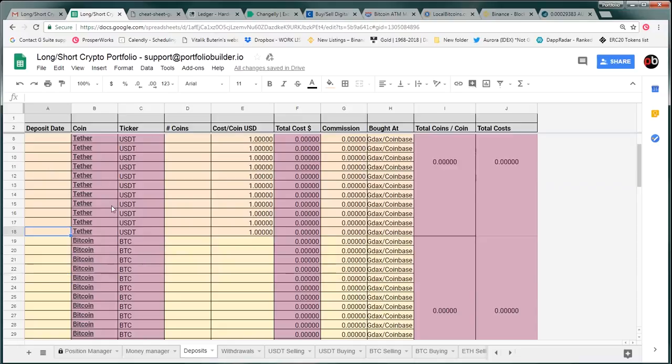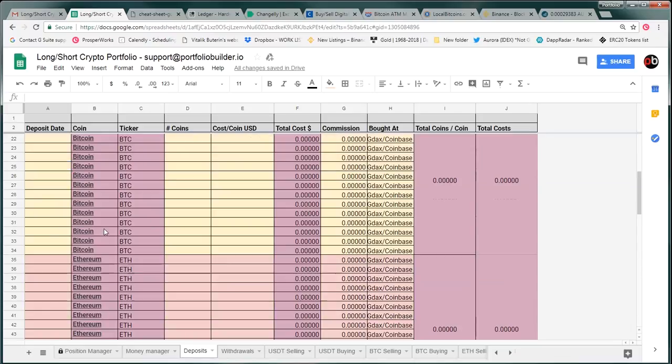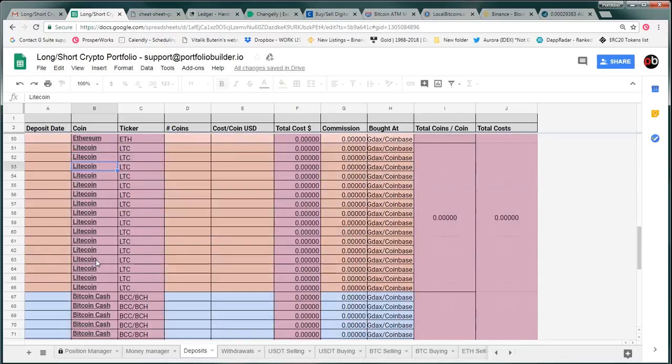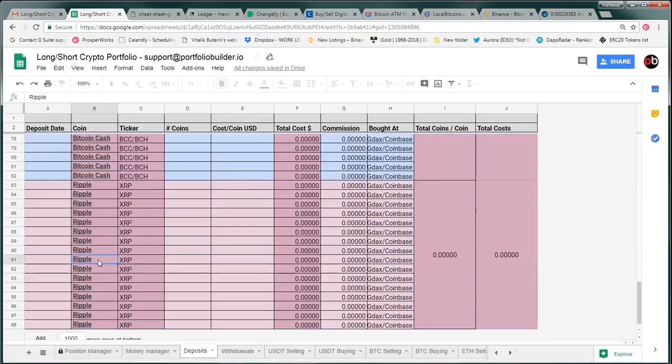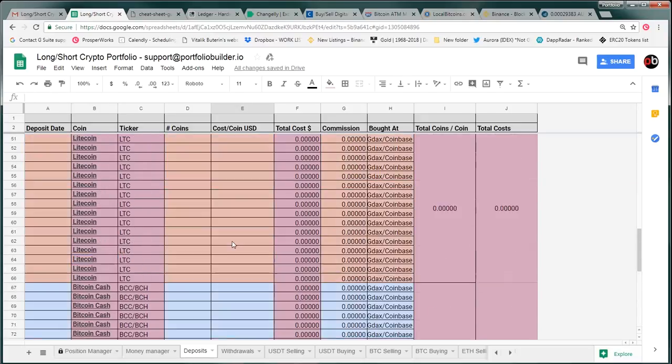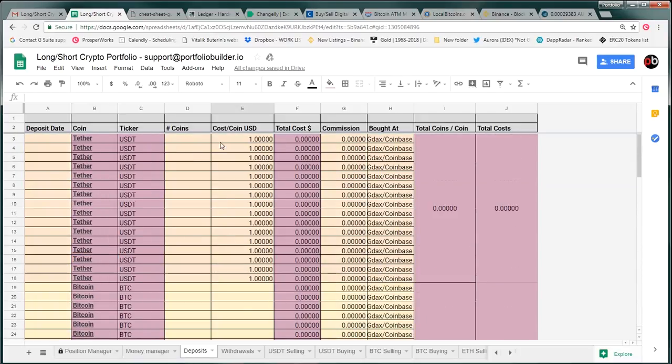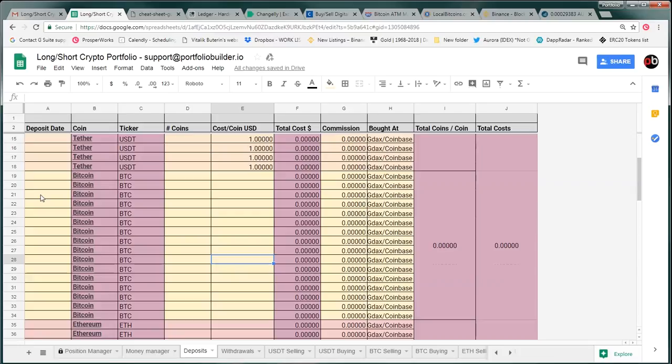So you can either convert to Tether originally, to Bitcoin, to Ethereum, Litecoin, or Bitcoin Cash. I had added Ripple, expecting Coinbase to add Ripple, but they have not done that yet. The cost per coin field for USDT is always going to be $1. However, if you're depositing Bitcoin from fiat, you would simply put in the deposit date, the amount of Bitcoins you purchased, the cost per coin, and if you had a commission cost, that commission cost.